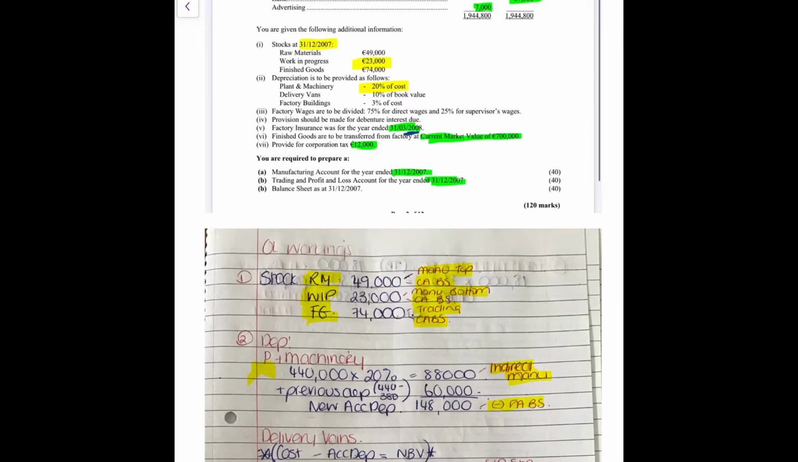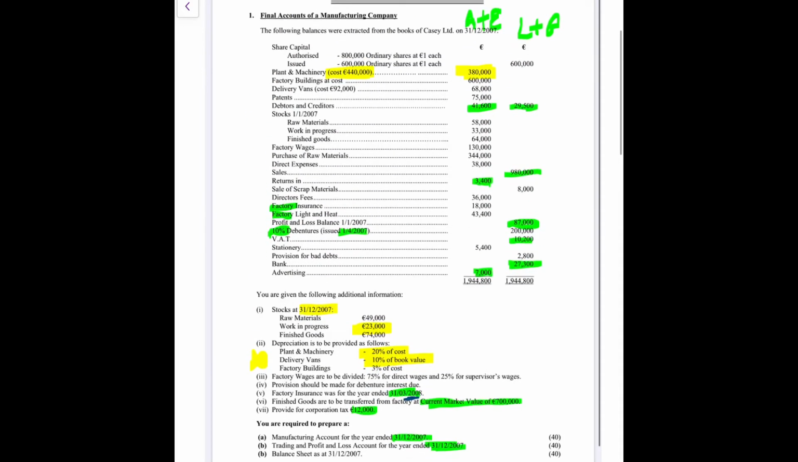Then you've got your delivery vans, okay? You're asked to depreciate, we're looking back up here now. Delivery vans, you're depreciating 10% of book value, okay? So scroll back up and see what the story is, okay? Delivery vans, you're given the cost of €92,000 and the book value is the 68 in the trial balance, okay? Sometimes you can have delivery vans at cost and accumulated depreciation, but in this you have your cost in brackets and your 68 is your net book value.